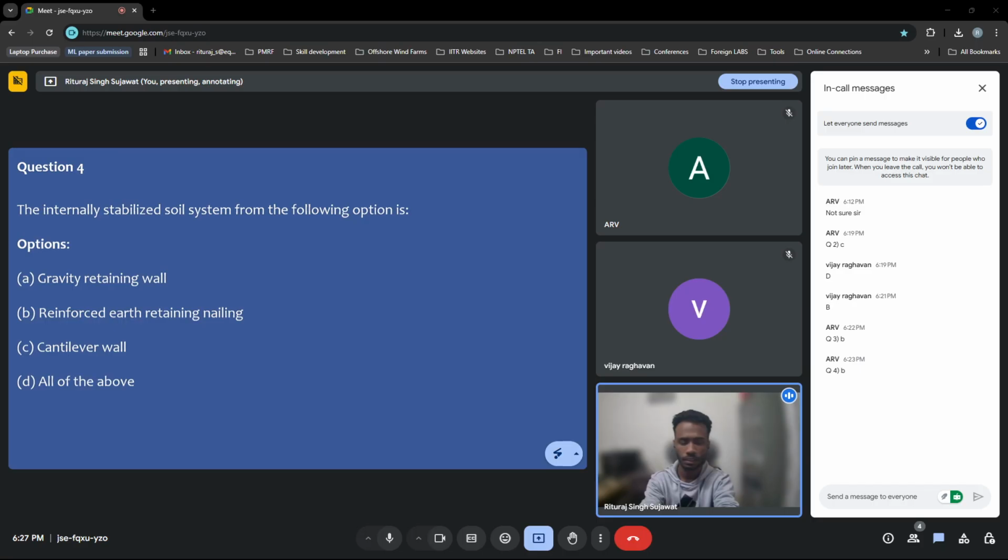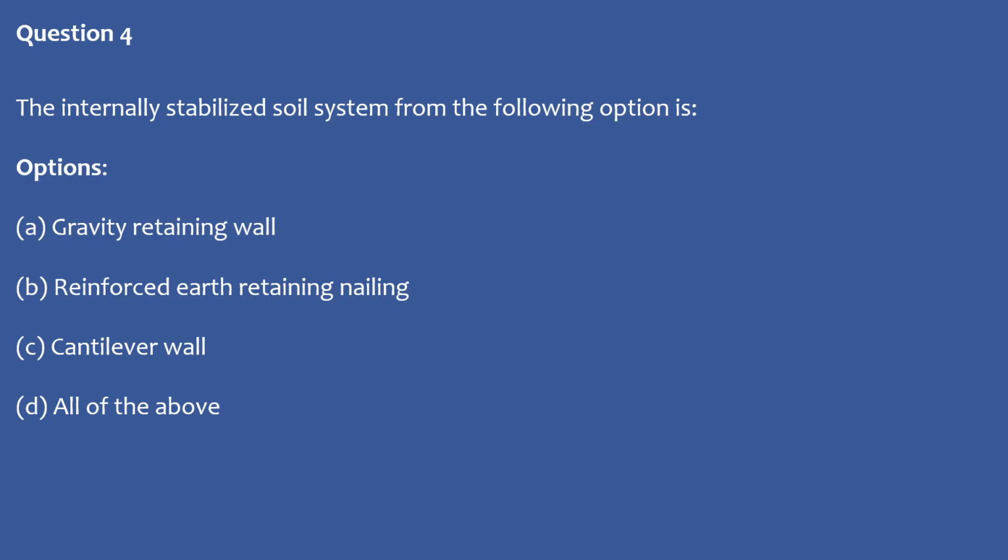So let's check the answer. We have one answer, it's B. The correct answer is reinforced earth retaining wall. In the question, it has been asked which among these four options can be counted as an internally stabilized soil system. So let's say we take the gravity retaining wall.